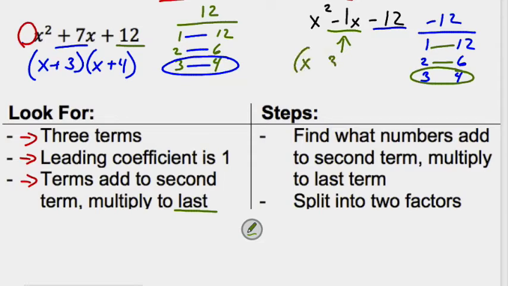I'm going to have x and 3 and x and 4. And since the 1 in the middle is negative, the bigger number is going to be negative, so that's going to be 4. Positive is going to be the smaller number. And I can check it by negative 4 plus 3 is going to give me negative 1.